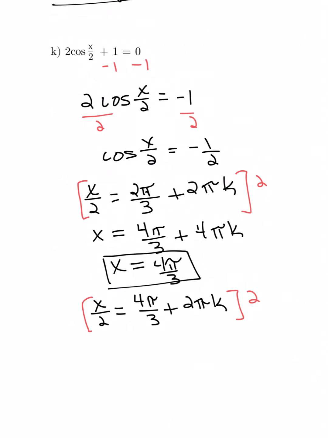Do the same thing on the second equation. You will have x equals 8 pi over 3 plus 4 pi k. 8 pi over 3 is already bigger than 2 pi. So this solution does not exist. The only possible answer is 4 pi over 3.